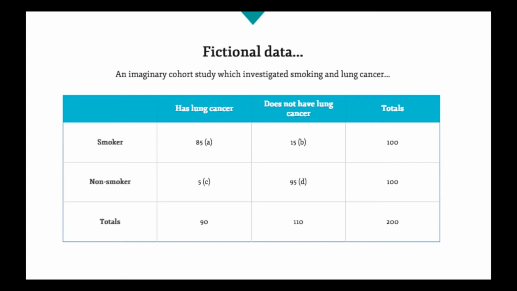We can calculate the risk ratio by first calculating the risk of developing lung cancer in the exposed group, then by calculating the risk of developing lung cancer in the unexposed group, and then by dividing the risk in the exposed group by the risk in the unexposed group. I've given key sections of the table the letters A, B, C and D, as this is a common convention.